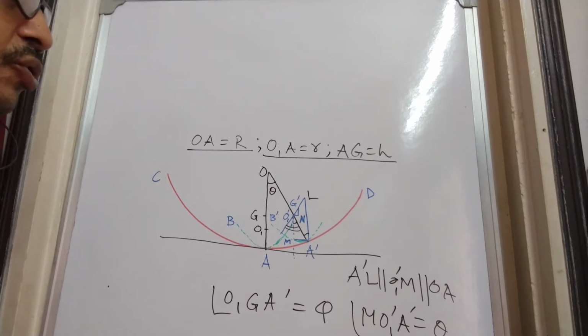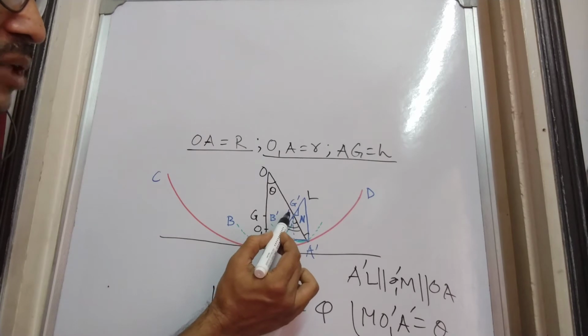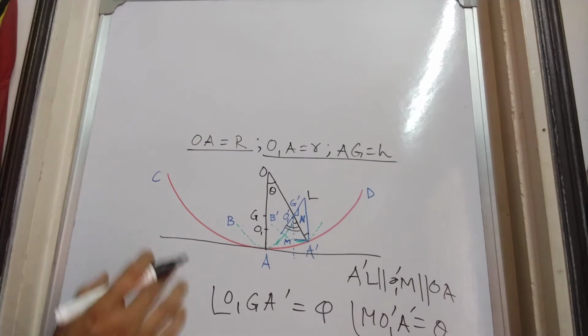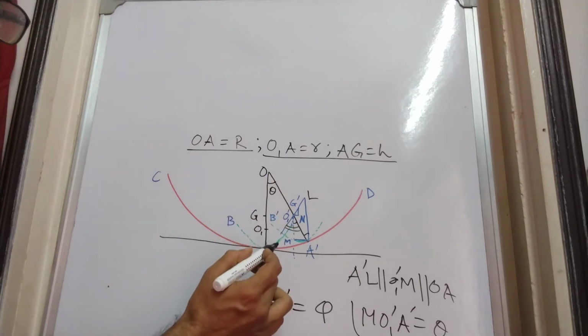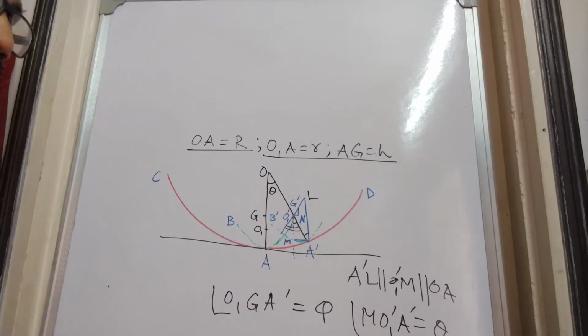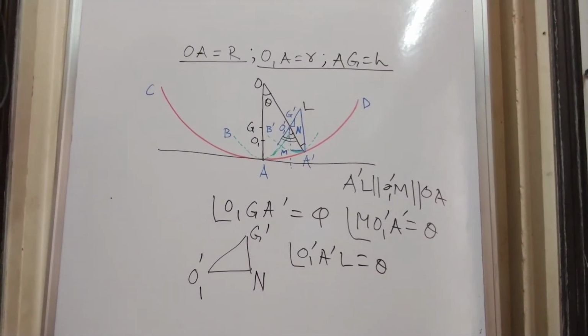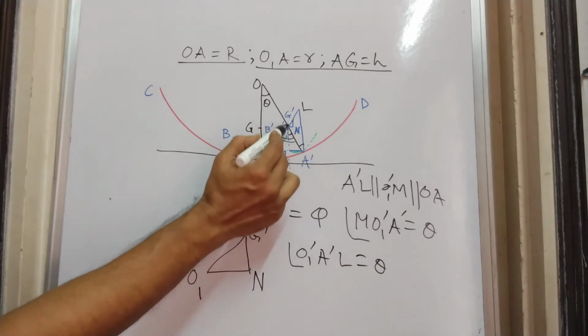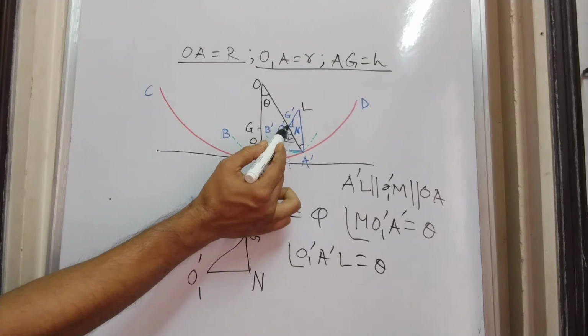Now for the construction, we have drawn another vertical line from G prime, the new position of the CG of the smaller body, G prime N, and a horizontal line through O1 prime meets it at N. So what is the angle? If we draw this triangle here in a bigger way, this is O1 prime, this is G prime, and this is N. This is the small triangle drawn here.